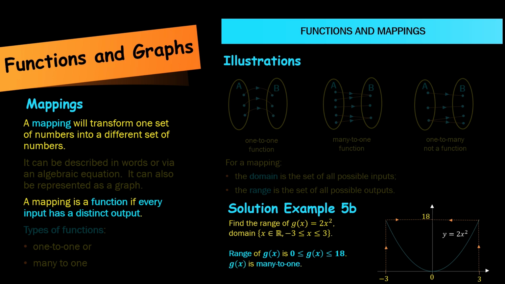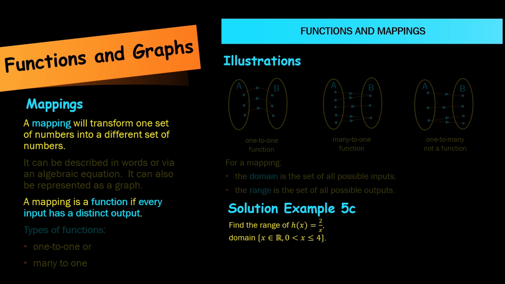And of course, g of x is many to 1 because we have, for example, in this diagram, as you can see, two values mapping to 1. And that's the case for several values.